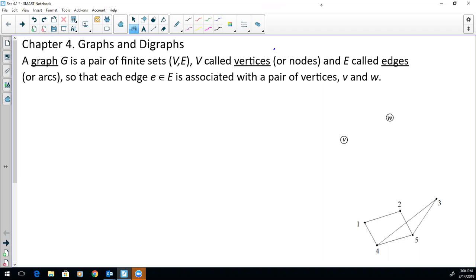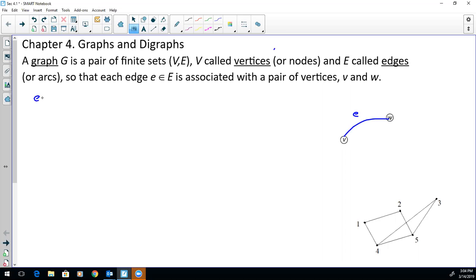Okay, a graph, G, is a pair of finite sets, V and E. We're going to call the first set vertices or nodes. The second set, E, will be called edges or arcs. So that each element of E, each edge in E, is associated with a pair of vertices, V and W. So graphically, it would look something like this. This we would call the edge E.